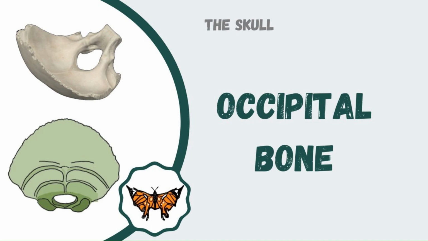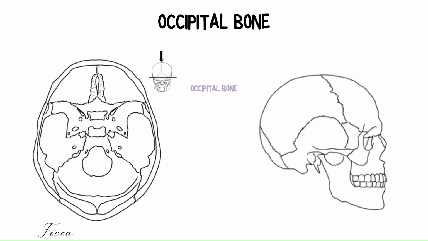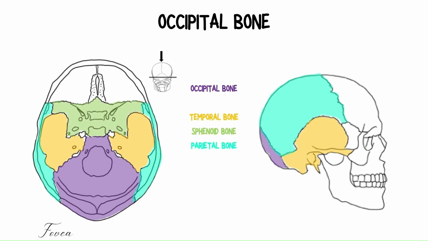Hi everyone. After discussing the sphenoid bone today, we discuss the occipital bone, an unpaired flat bone that makes up the neurocranium. The occipital bone forms the posterior aspect of the skull and the posterior floor of the cranial cavity. It articulates with the temporal, sphenoid, parietals, and the uppermost vertebra, the atlas.